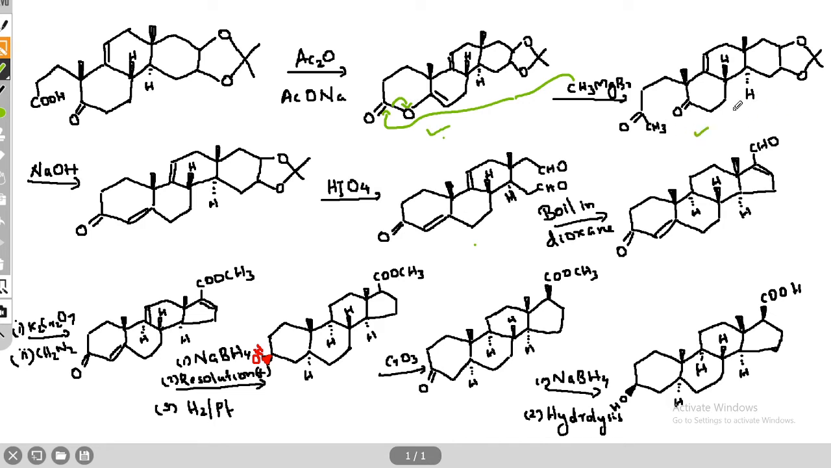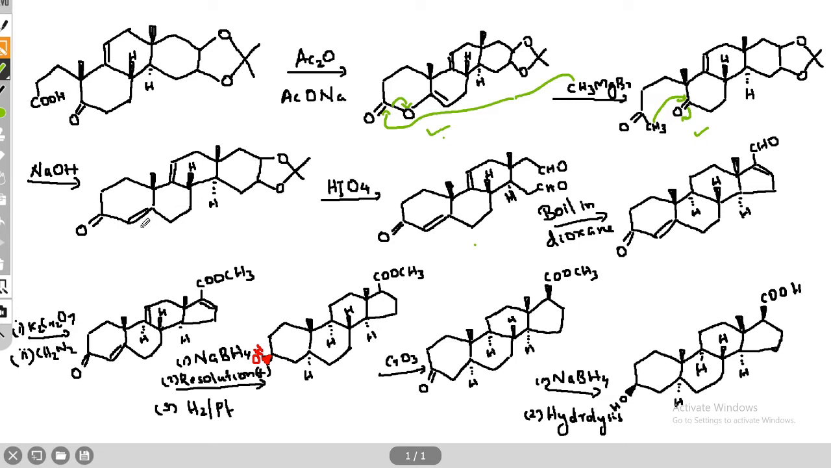After that, when it is treated with NaOH, again a condensation reaction takes place. That is, one H is replaced from here, and it will attack over here, and there will be one OH group, and H from this will eliminate as a water molecule, and the bond between C and C will be a double bond.